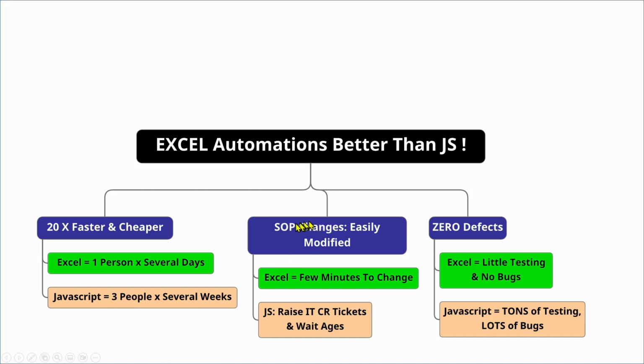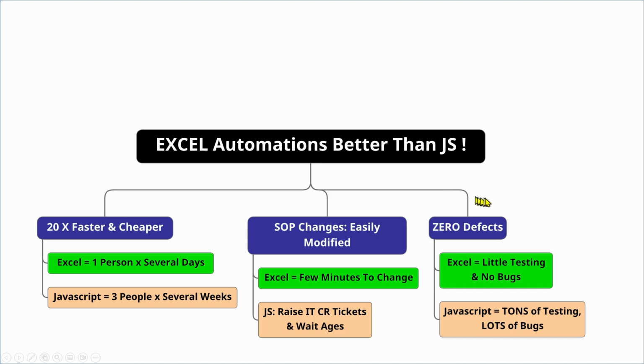The other advantage they were getting was that they were able to handle changes in the SOPs, and they do change fairly regularly, quite easily. And within a few minutes, they could modify their Excel model to handle the change. For the JavaScript approach, they had to raise an IT change request ticket and then wait for developers to come along and work on it.